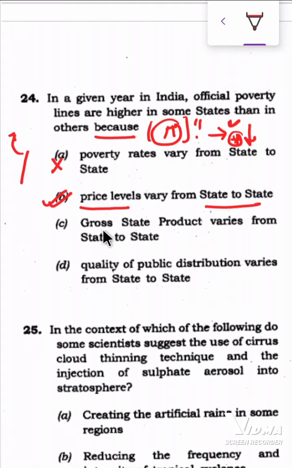And statement C is gross state domestic product varies from state to state. It's not just about that, it's about the prices and the economic activities and the inflation that actually determines that. And statement D is quality of public distribution varies from state to state. This is not absolutely right, so we can delete this statement from the answer. So option B is the right answer.